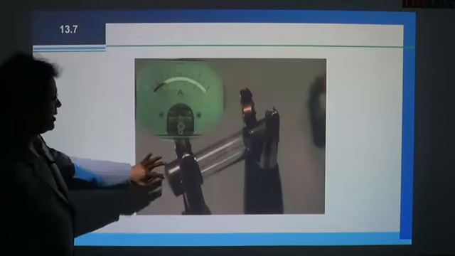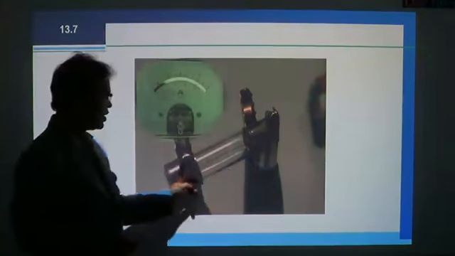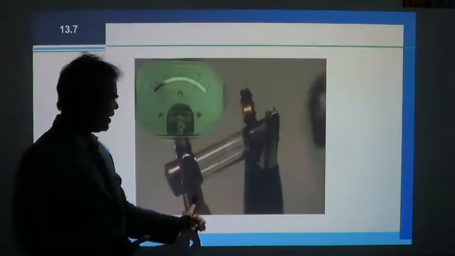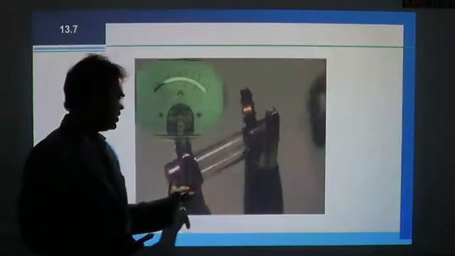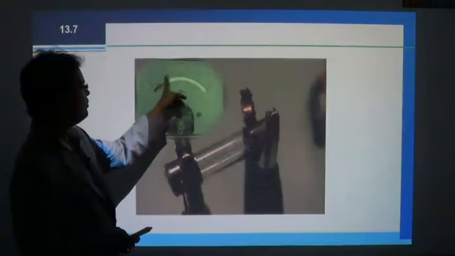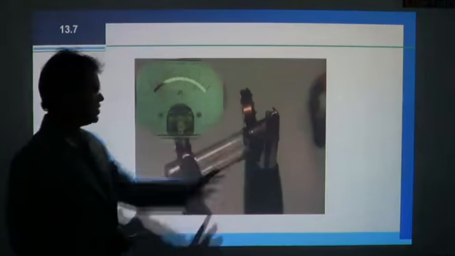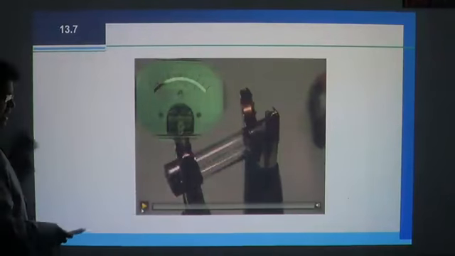Now look at that, I am playing the video. The current is going to flow from these clips. Two clips are there. You can consider this as the live main wire, and this is the neutral wire. The current is going to flow through that. You can see the ammeter here, which is showing the flow of current. As the current increases, what happens to the fuse, you can see now. Look at that carefully.